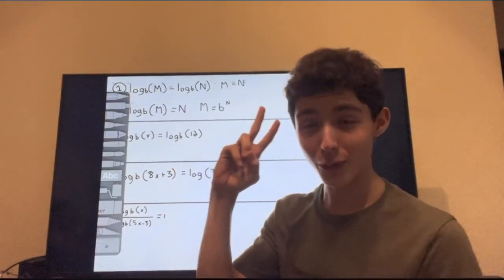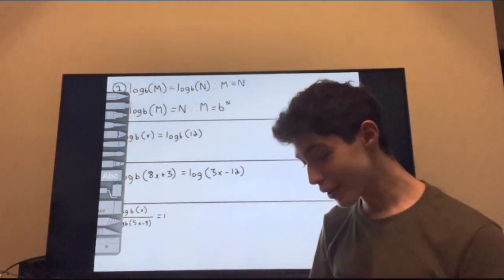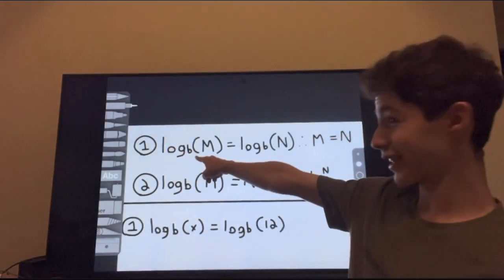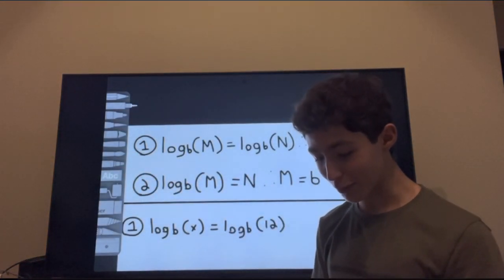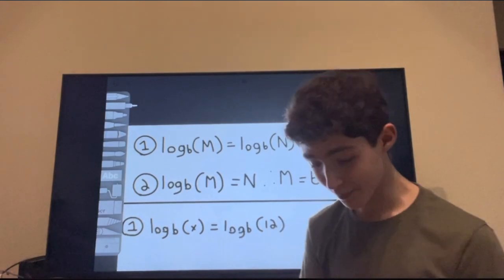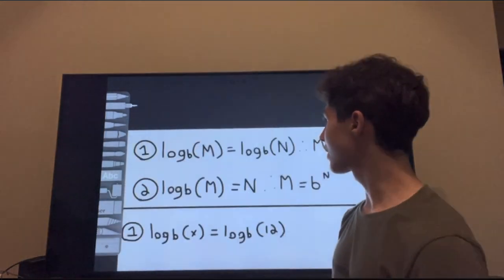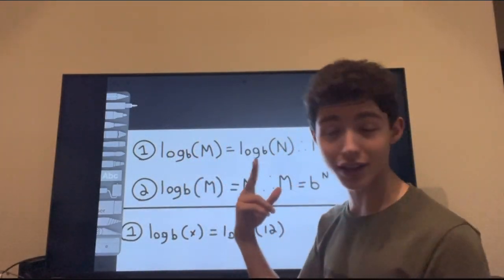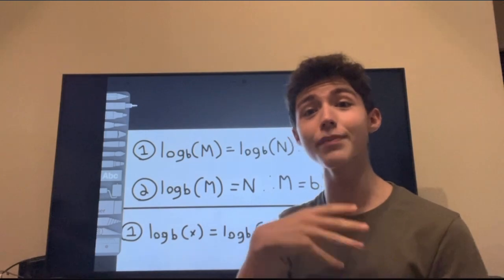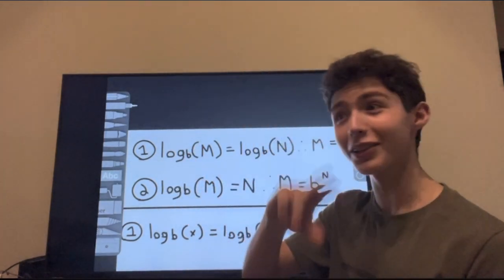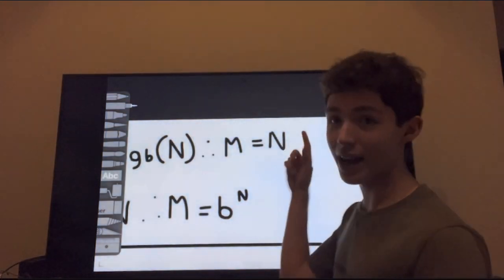So firstly, before anything, you need to know there are two ways you can solve these logarithms. One of these is this one. Number one, log b of m is equal to log b of n. This can be m equal to n. How is this possible? You can just cancel both logarithms. Look, you can cancel both logs, and you can just stay with m equal to n.